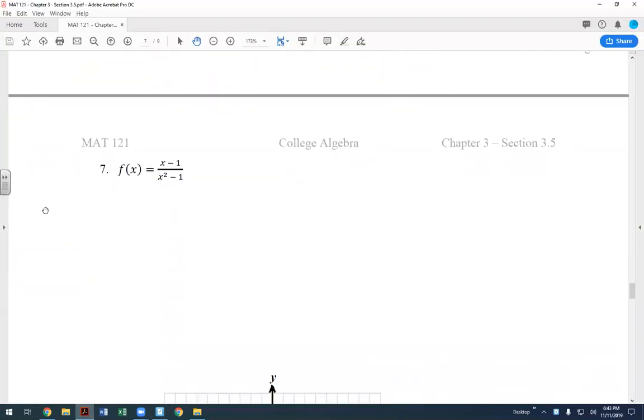Okay. I'm going to give you guys a couple minutes. Let me see what kind of information you can come up with for number 7. Vertical asymptotes, horizontal or oblique asymptotes, what kind of symmetry it has. Let's get at least those 3 things taken care of, and then we'll discuss the answers.